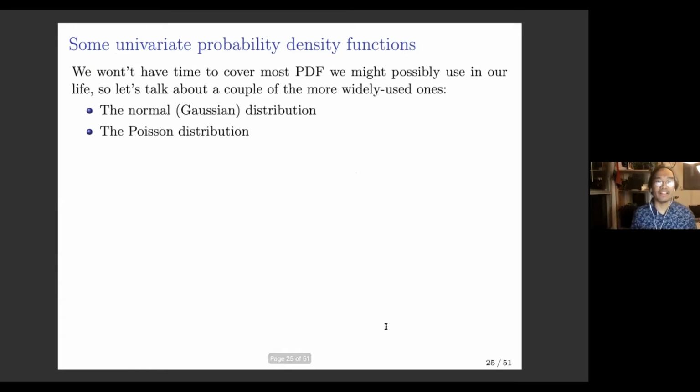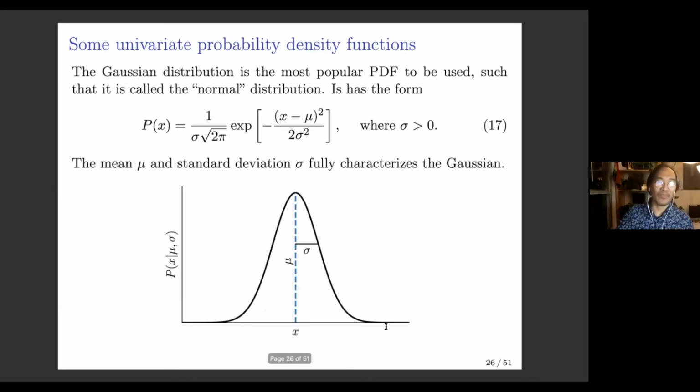Right. So there are a lot of PDFs, probability density functions. We're not going to talk about everything. I can recommend some books. A lot of statistics books will cover different kinds of PDF, but we're going to talk about the 2 most important ones here: Gaussian and Poisson. So you know about Gaussian, you learned it at school. It's everywhere, so that's why it's called the normal distribution.